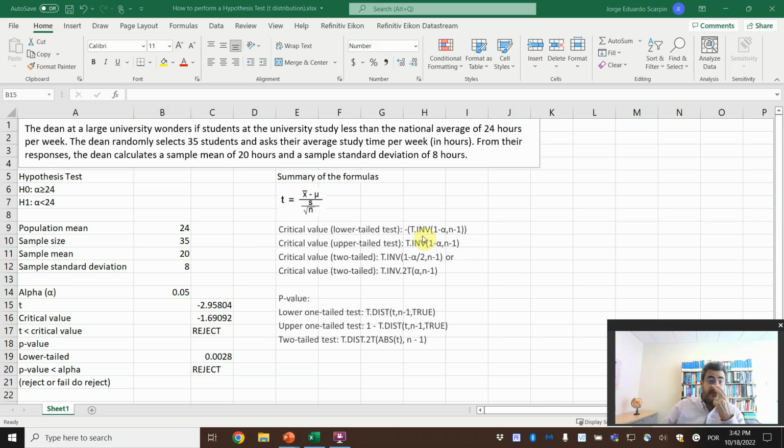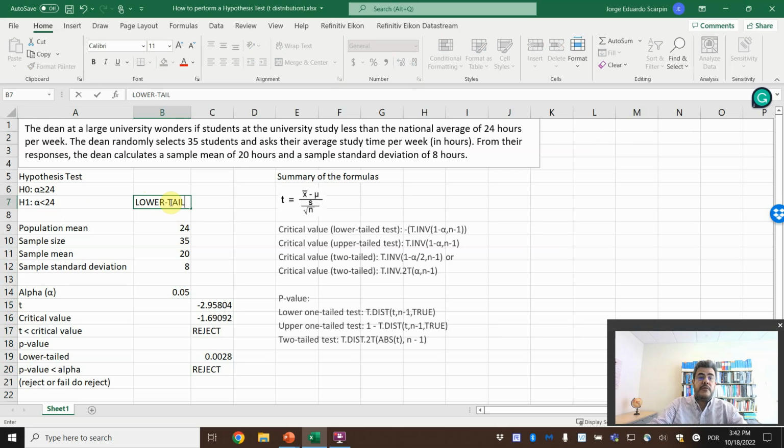Okay, we have a national average. So if the students study less than the national average, the null hypothesis is the opposite: greater than or equal to 24. That is the constant here, the average or the population mean. And H1 is if it is lower than 24. So our test here is a lower tail test.